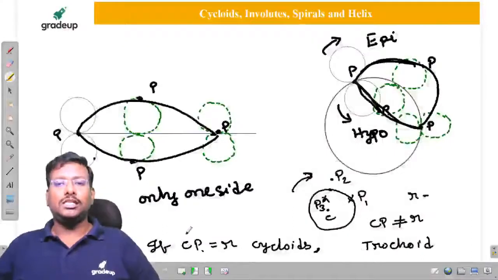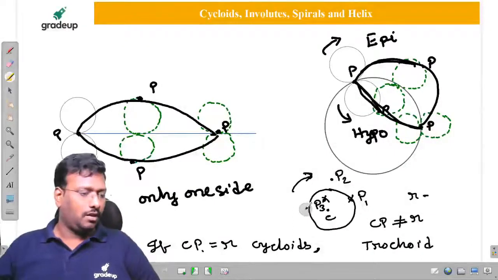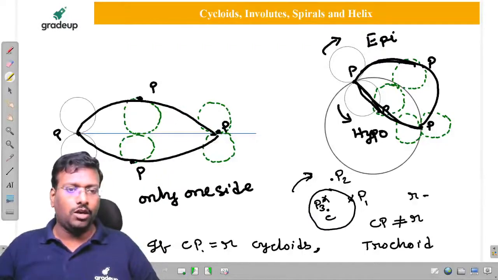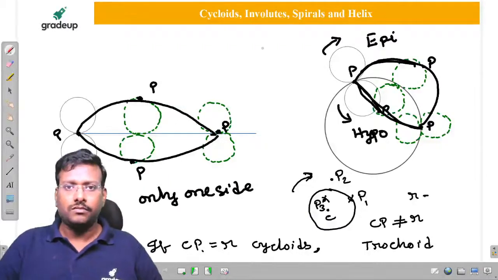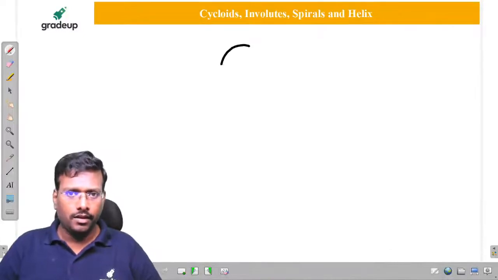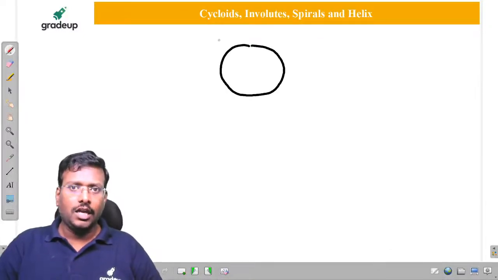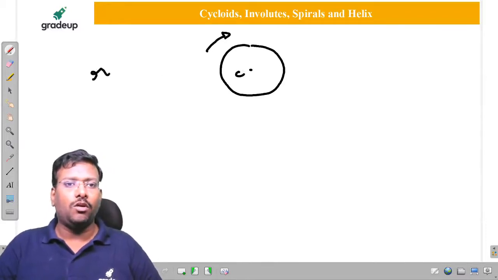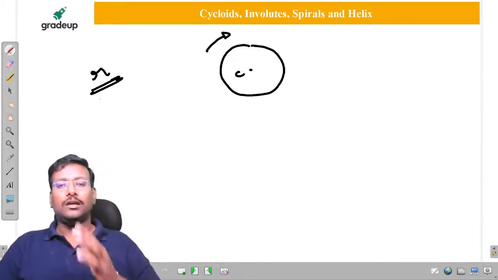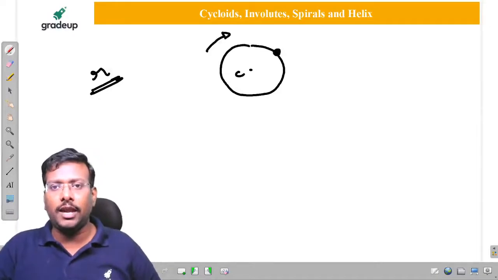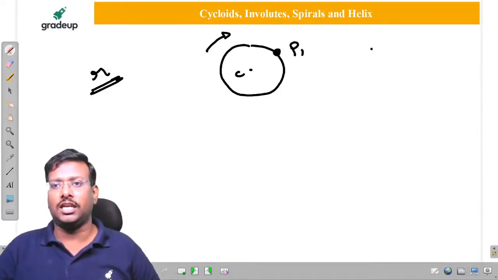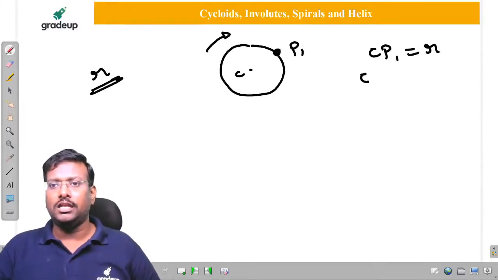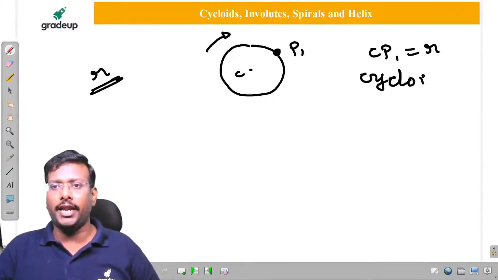Now let us consider your doubt, Vishal. I will explain that to you. Now you observe. This is a circle rolling. This is the center C. The rolling circle radius is smaller. Therefore, if you consider a point on the circumference of the circle, if CP or CP1 is equal to small r, this is called a cycloid.